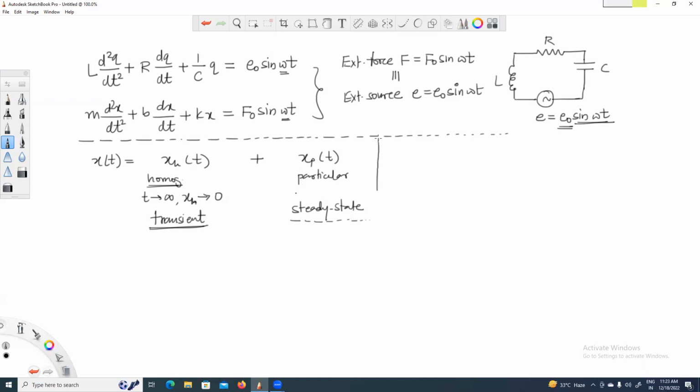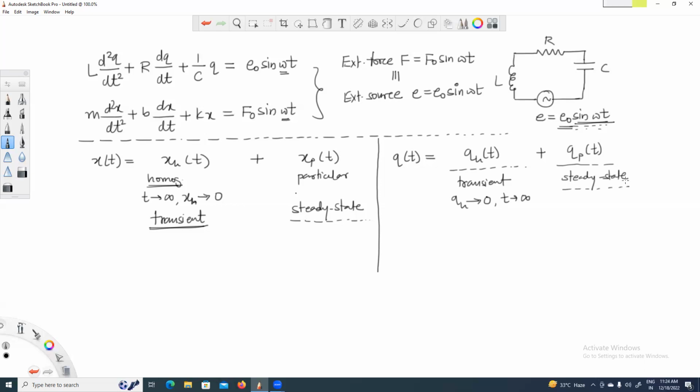So exactly the same way here, Q of t in the electrical circuit, I have QH of t, which will be known as the transient solution. And again, QH will tend to zero. This will die out as t tends to infinity, as time progresses. Plus, there'll be a particular solution due to the external forcing function, the external AC source, and this is known as the steady state solution.